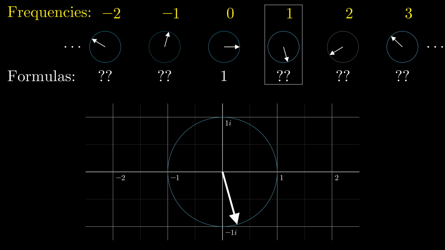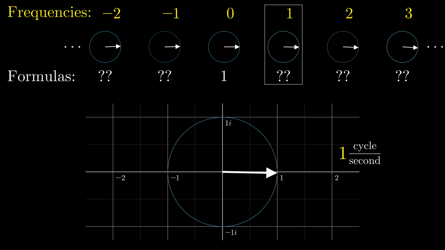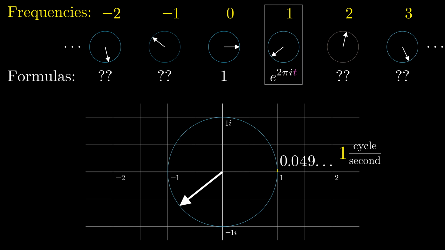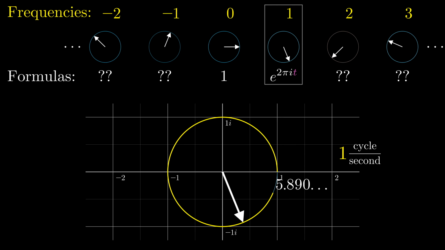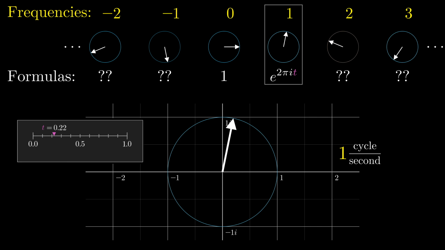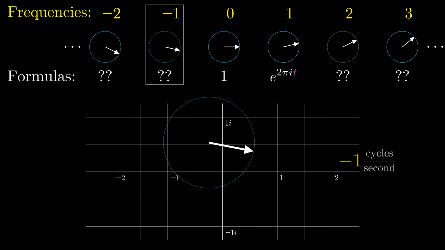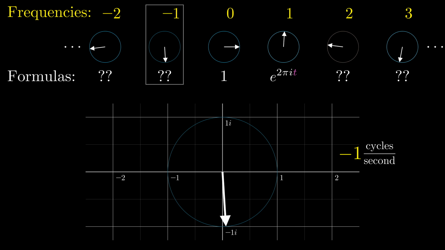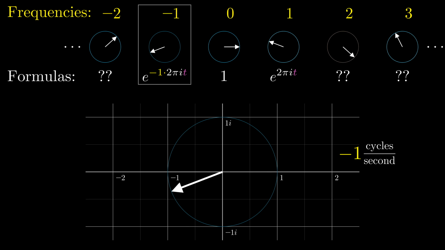Then there will be the vector rotating 1 cycle every second, which we write as e to the 2 pi i times t. That 2 pi is there because as t goes from 0 to 1, it needs to cover a distance of 2 pi along the circle. Technically, in what's being shown, it's actually 1 cycle every 10 seconds so that things aren't too dizzying. I'm slowing everything down by a factor of 10. We also have a vector rotating at 1 cycle per second in the other direction, e to the -2 pi i times t.